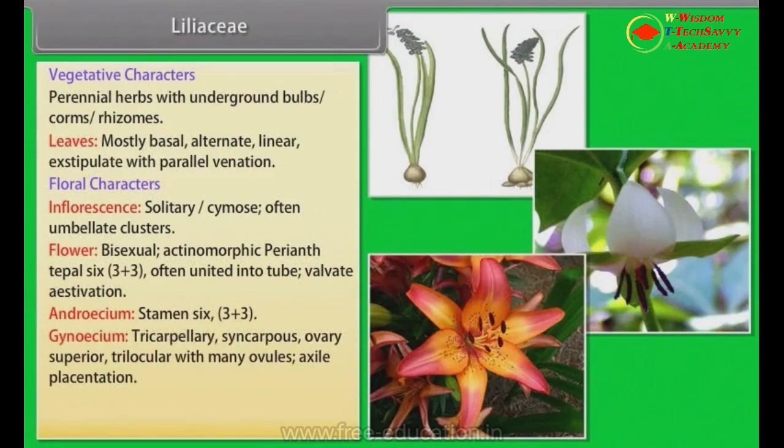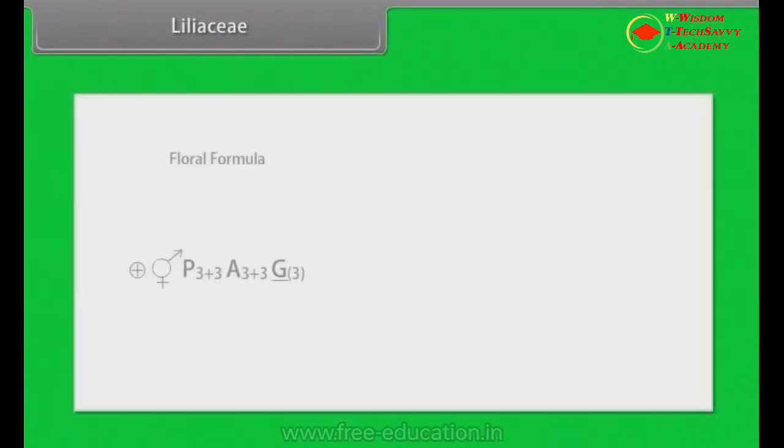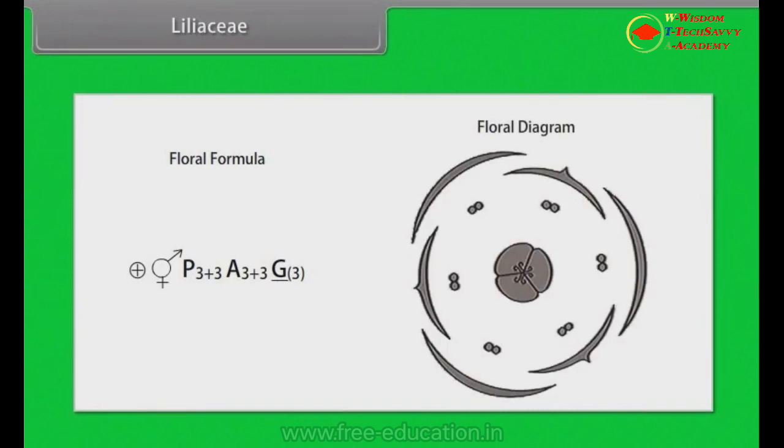Gynoecium tricarpellary, syncarpous, ovary superior, trilocular with many ovules, axile placentation. Fruit capsule, rarely berry. Seeds endospermous. Floral formula is, and this is the floral diagram.